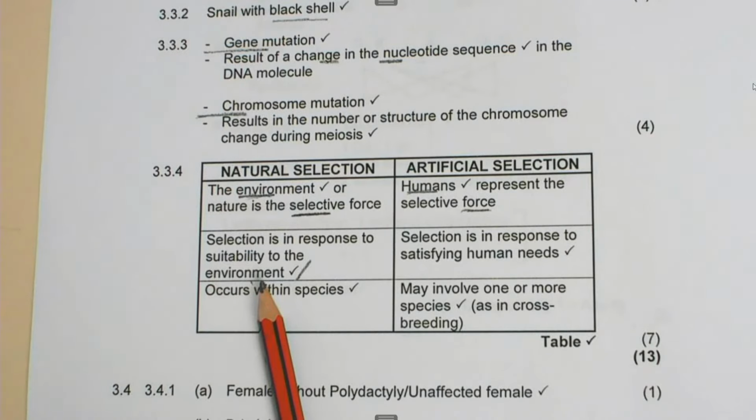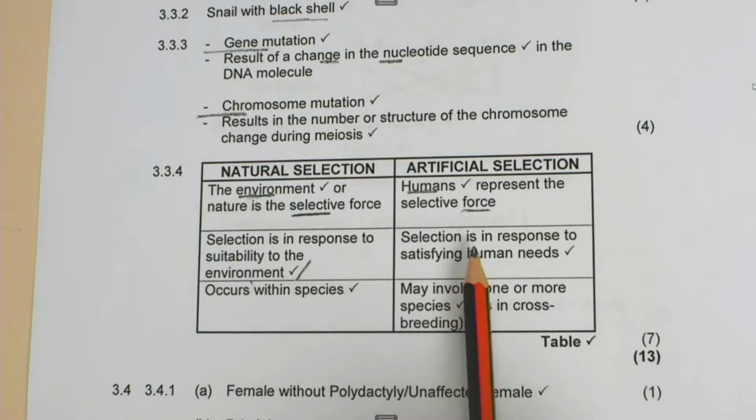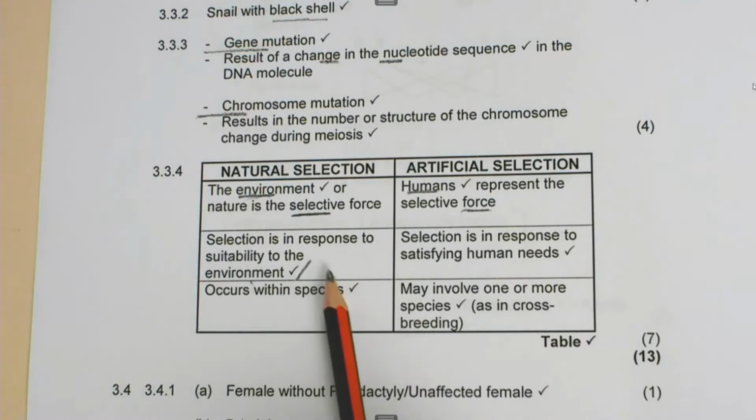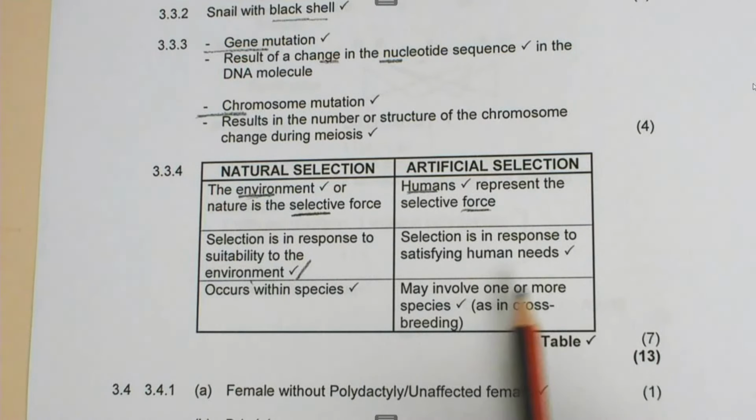If an organism has the favorable characteristics, that one will survive, or the fittest will survive the environmental selective force. And in this case we say selection is a response to satisfy human needs. So in artificial selection, what human needs. And this one is which one survive in the environment. Of course, within one species, and this one can involve 1 or more species in artificial selection.